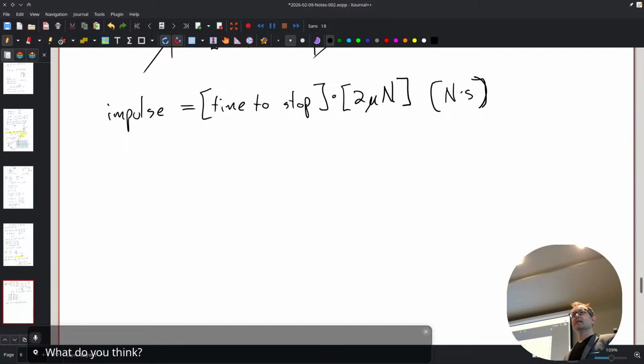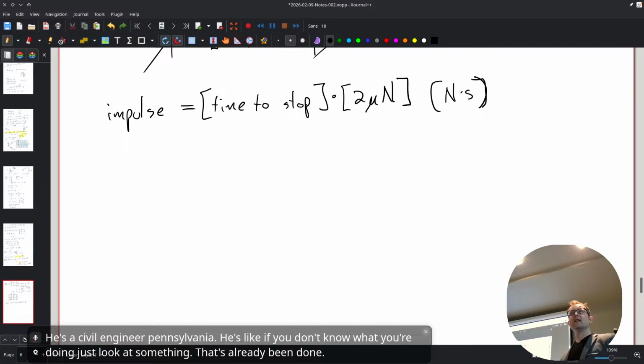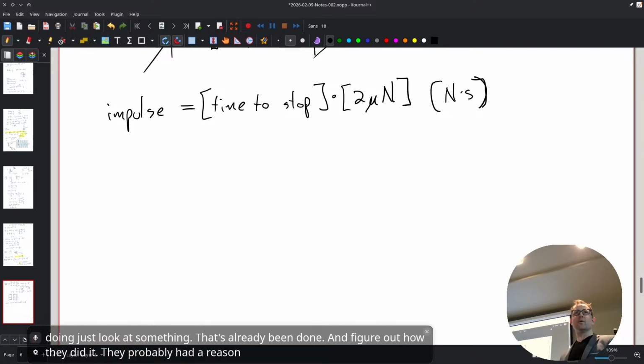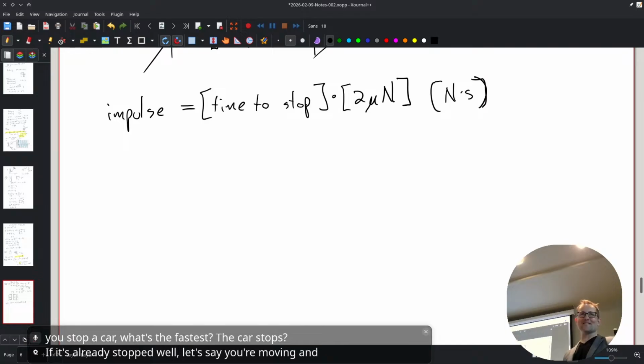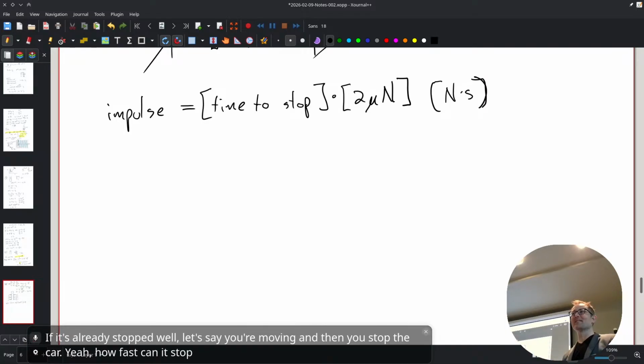How fast can your car stop? What's the acceleration that your car can stop at? A friend of mine pointed this out. He's a civil engineer in Pennsylvania. He's like, if you don't know what you're doing, just look at something that's already been done and figure out how they did it. They probably had a reason for it. So when you stop a car, what's the fastest the car stops? Let's say you're moving and then you stop the car. How fast can it stop?